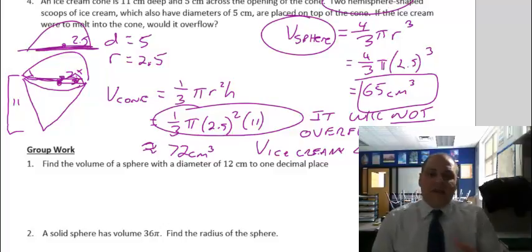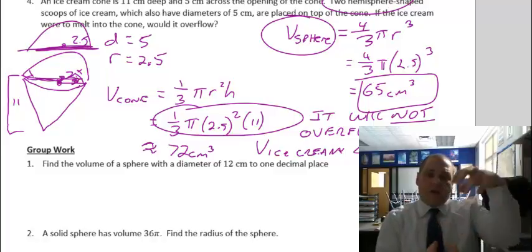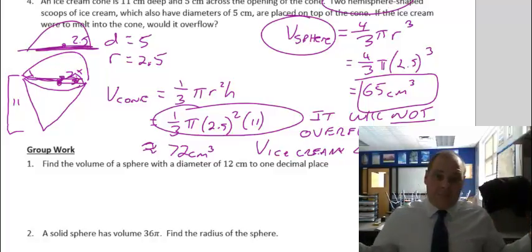So basically, any explanation in your own words would be good enough to show that the ice cream will not overflow because there's not as much ice cream as what the cone holds. Therefore, it'll just melt right in there and kind of sit in there.